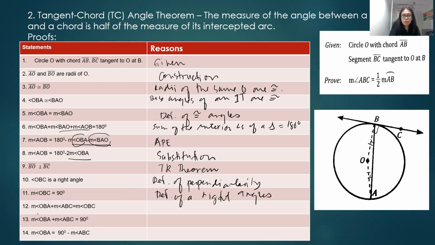And then the measure of OBA plus the measure of angle ABC equals the measure of OBC, okay? Now, take note that this is angle OBC, and inside angle OBC, OBC is equal to the sum of the two angles here. And this is about the angle addition postulate.